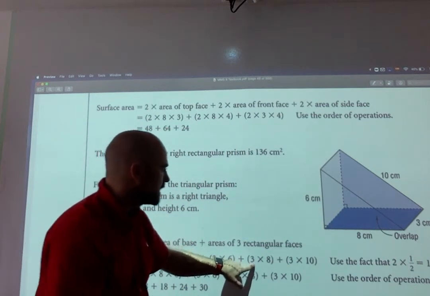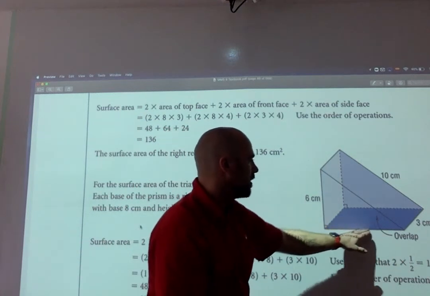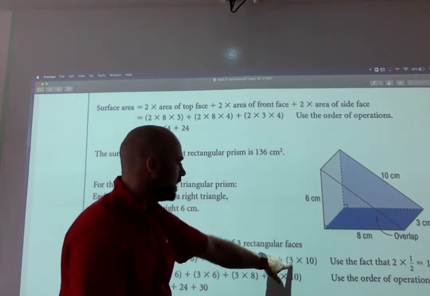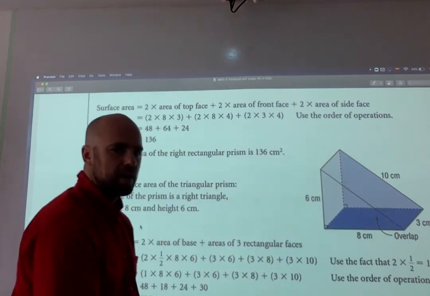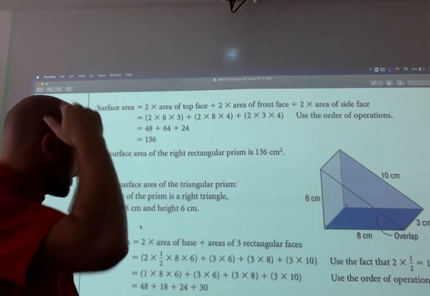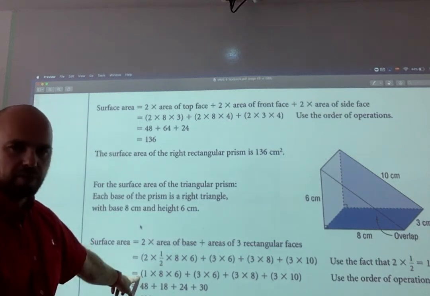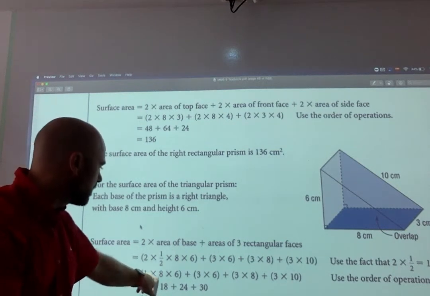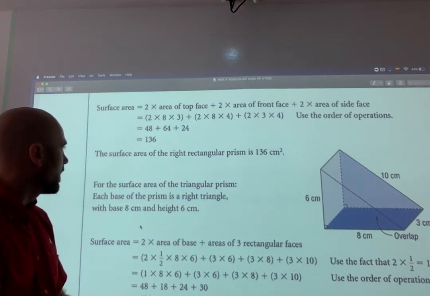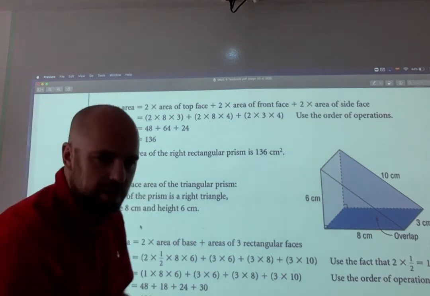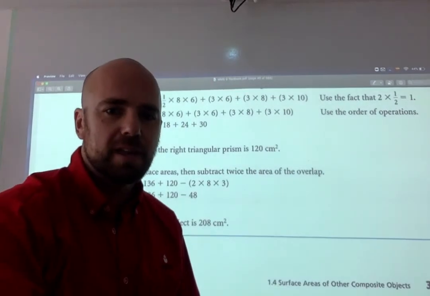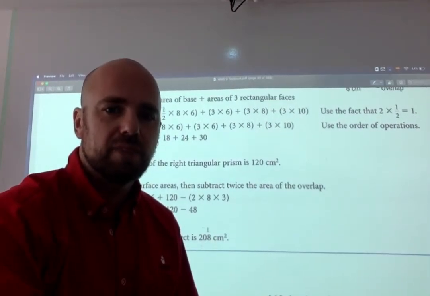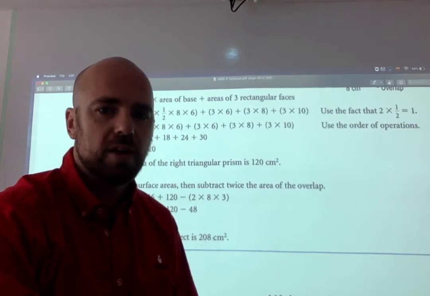And then they're going 3 times 8, so they're still calculating the overlap, but we'll come back to that in a second. And then they're going 3 times 10, which is our slope. And then we have to follow order of operations again, so then we're ending up getting 120. So we have 136 plus 120.